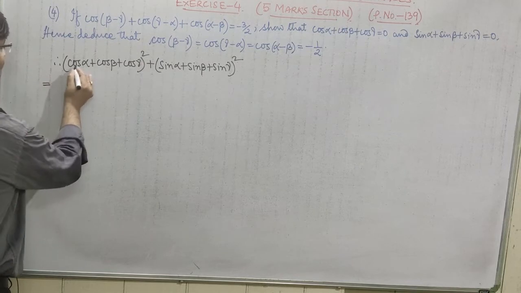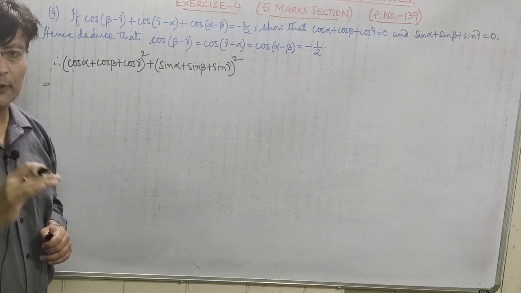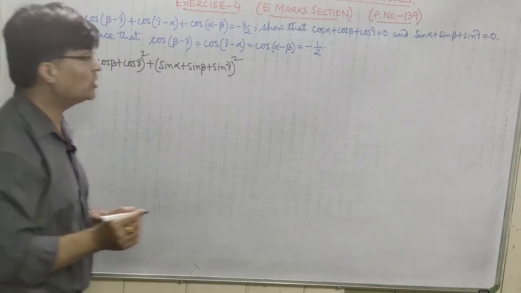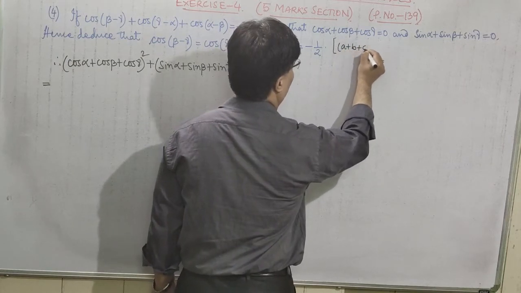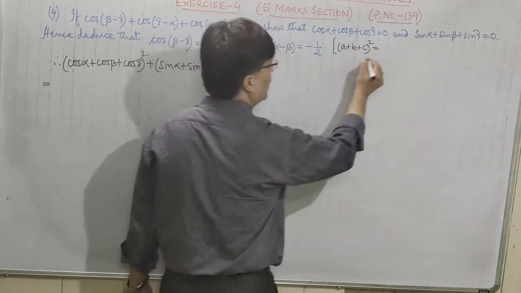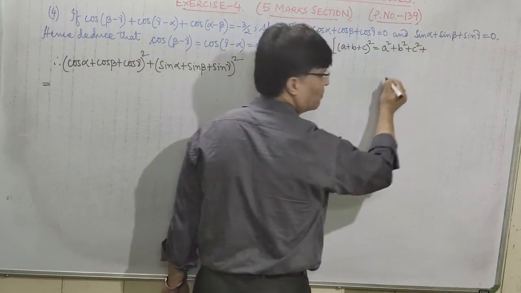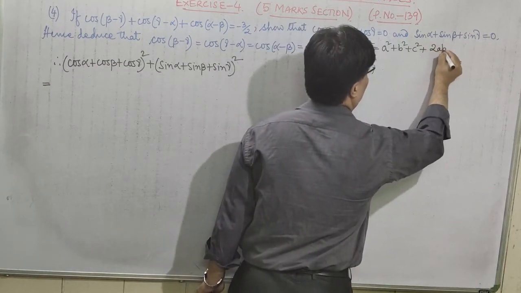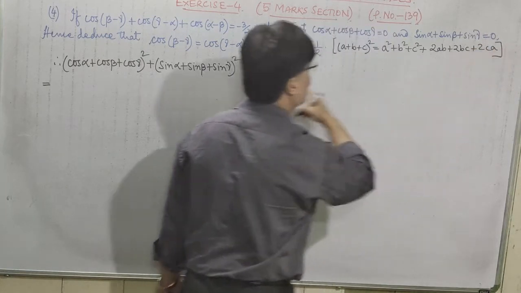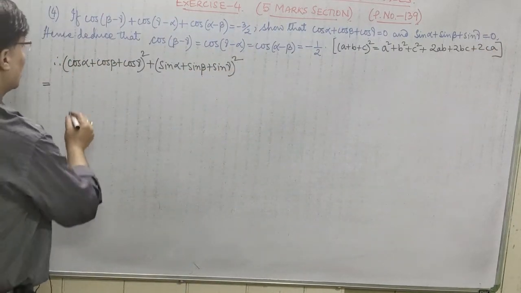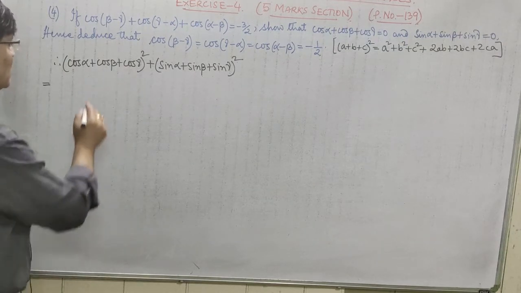So which is equal to, you know, (a plus b plus c) whole square is a square plus b square plus c square, you know that, plus 2ab plus 2bc plus 2ca, isn't it? So this is the formula that you can use here. (a plus b plus c) whole square is equal to, what is the formula? It is a square plus b square plus c square plus what? It is twice ab plus twice bc plus twice ca. This is the formula that you can use here. Okay. So here a is cos alpha, b is cos beta and c is cos gamma. Right.